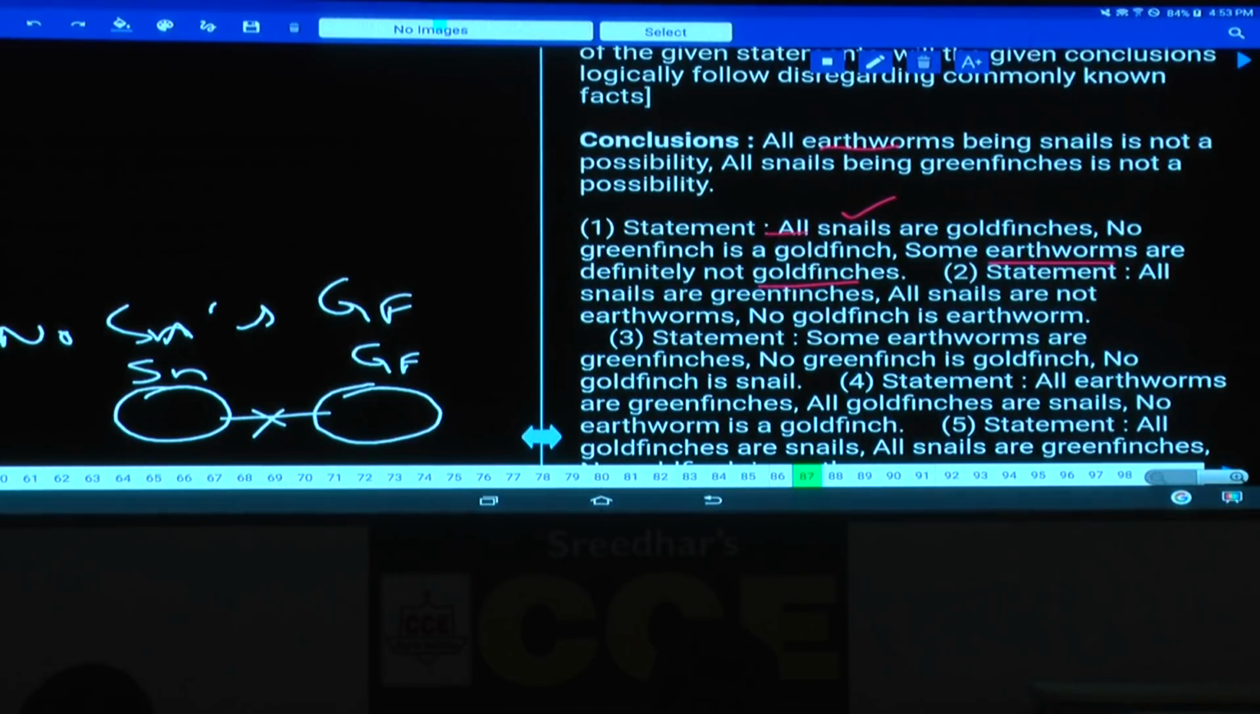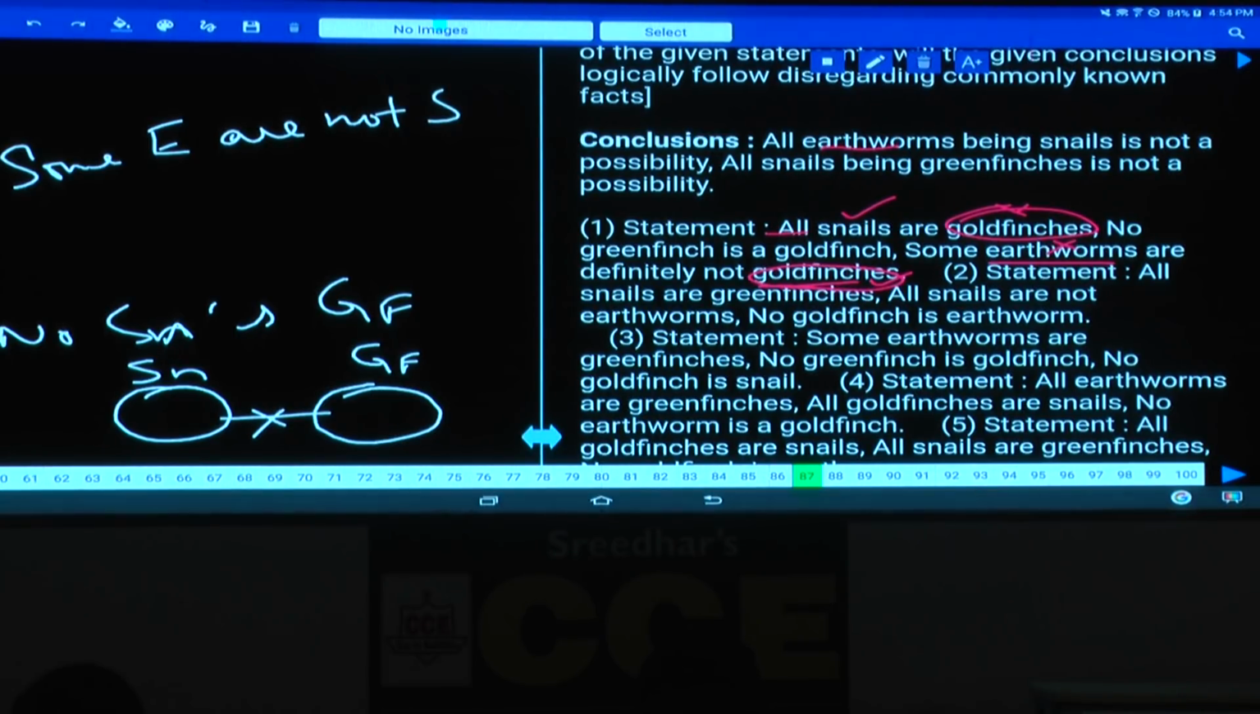Now snail, goldfinch is tick cross. Here earthworm cross and goldfinch is tick. And what is the middle term here? Middle term is distributed. As middle term is distributed, now the conclusion must be some earthworms are not snails is definitely true. Some earthworms are not snails. This is what the final conclusion we got.